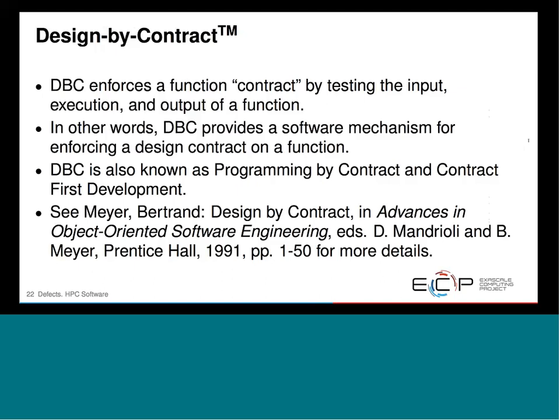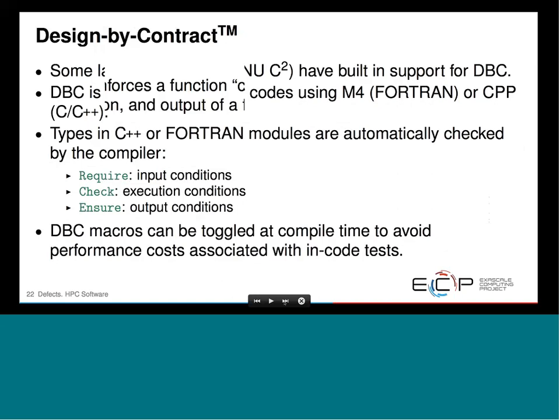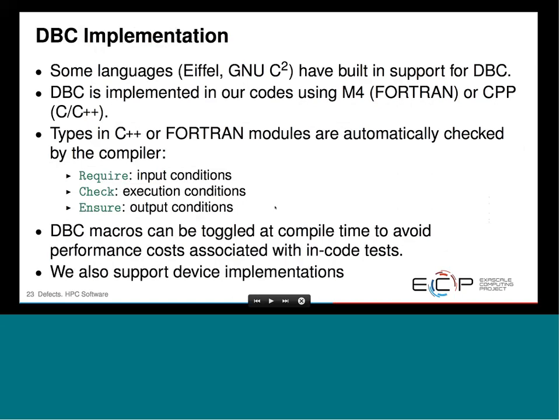and I'm going to show that in the next example. For those of you who don't like using trademarks, this is also known in the open source world as programming by contract and contract first development. So if you see those terms, they refer to the same thing. All right, some languages, Eiffel being primary in this, have built-in support for DBC. For us, we implement this in our codes using M4 for our small number of Fortran kernels that we still support, and a C preprocessor for the majority of our code, that's C and C++.